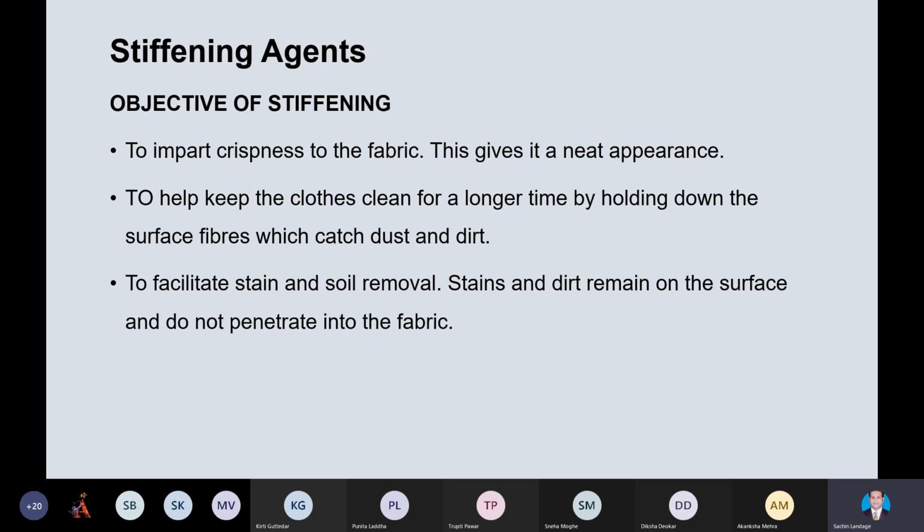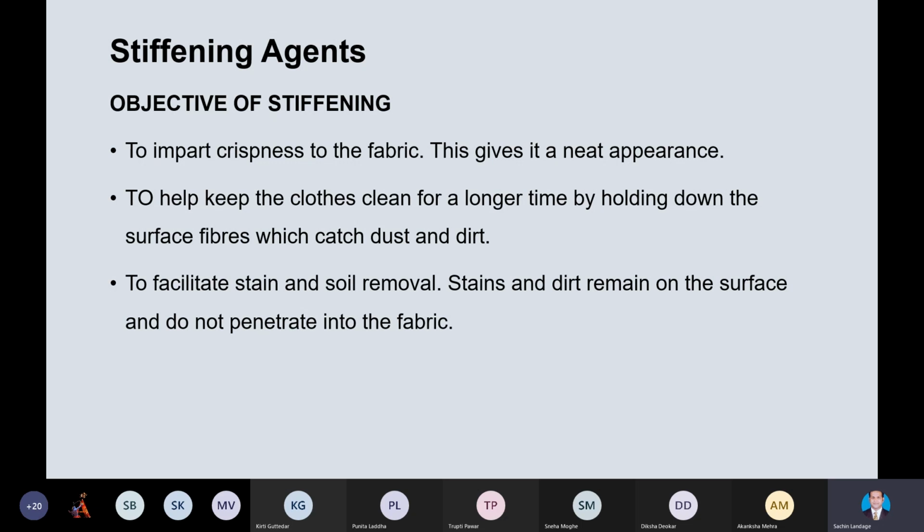So what is the object of the application of the stiffening agent? The first object is to impart crispiness to the fabric, and this gives a neat appearance to the fabric. If you feel the fabric after the application is over, it is a little bit crispy, stiff, and neat and clean, with no creases. We are giving this type of treatment for that appearance.